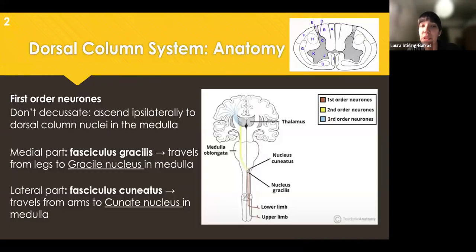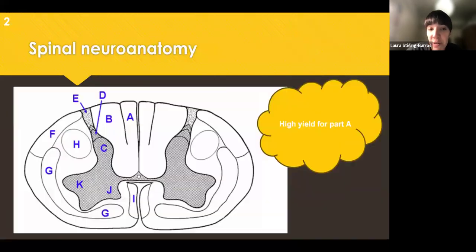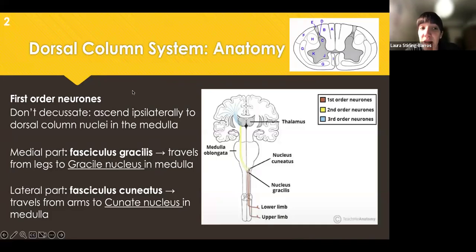Okay, so we're talking about the dorsal column system. And we said this is to do with fine touch, vibration, and proprioception. So the main thing here to remember is that you have three different order neurons that transport the information all the way from the skin to the brain. The first order neuron is the first one that goes from the receptor to the spinal cord. And the thing to remember is that it doesn't decussate. Decussate means crossing over. So it goes all the way to the spinal cord, and then it ascends on the same ipsilateral side.